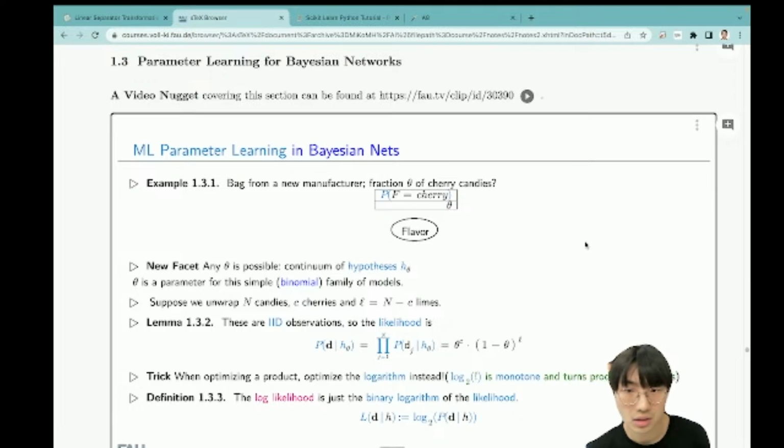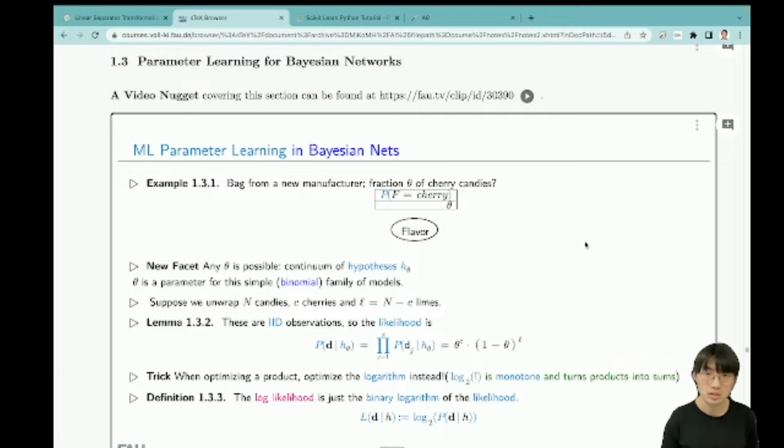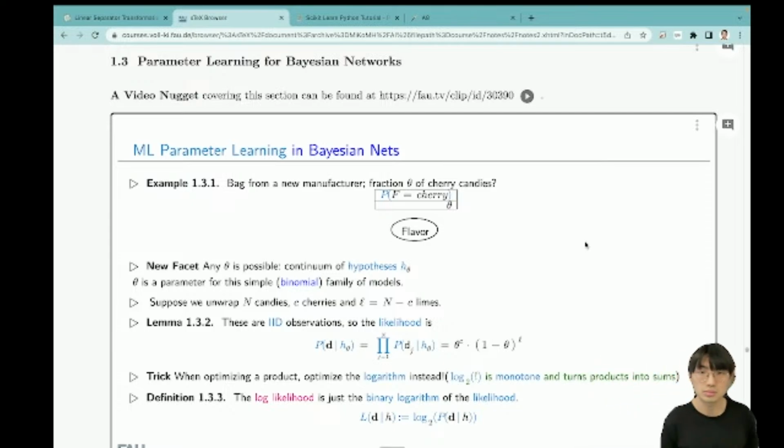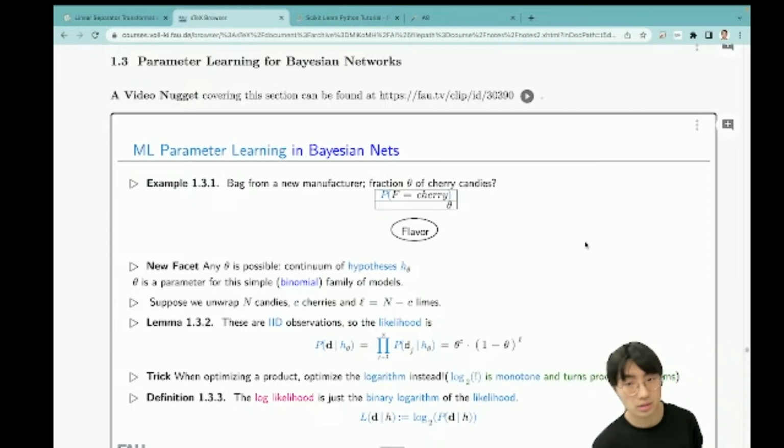zeta to the power C, times 1 minus zeta to the power L. Optimizing the product, optimizing the logarithm is that.